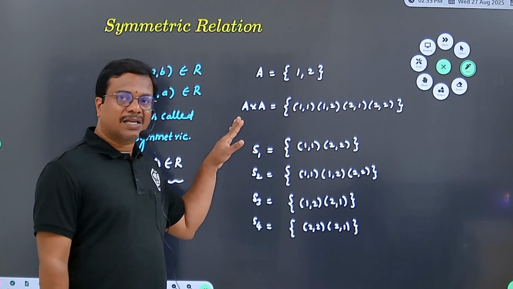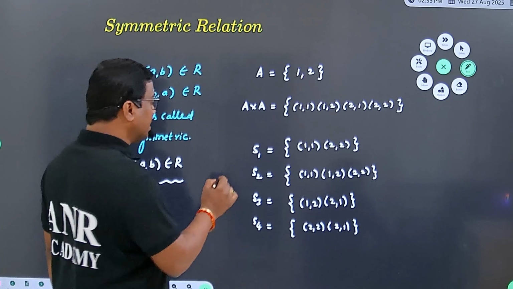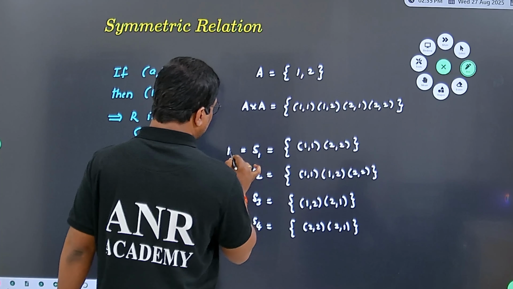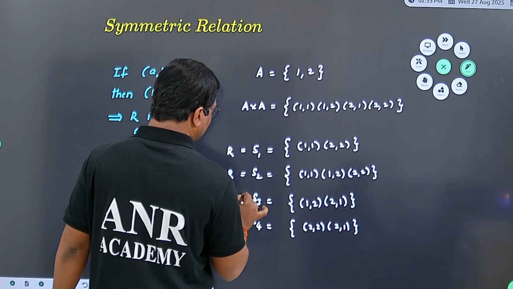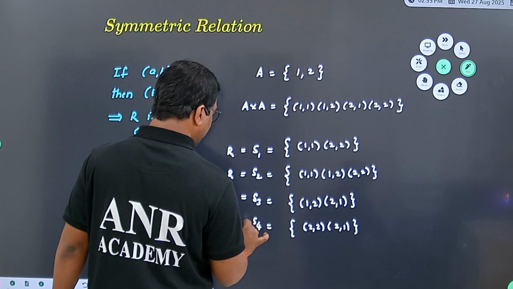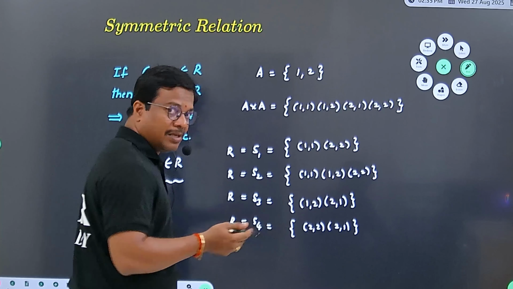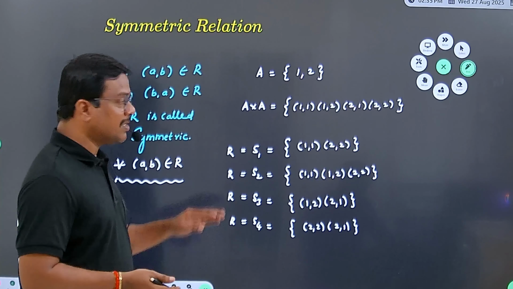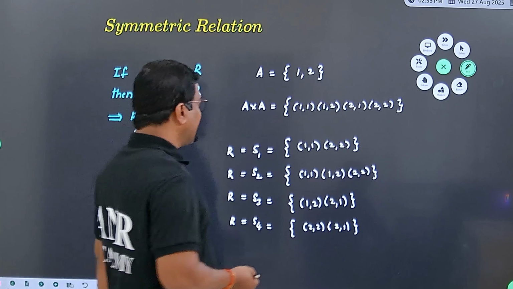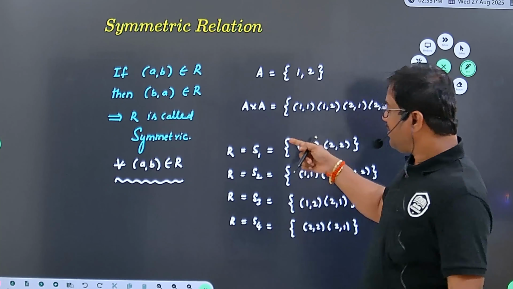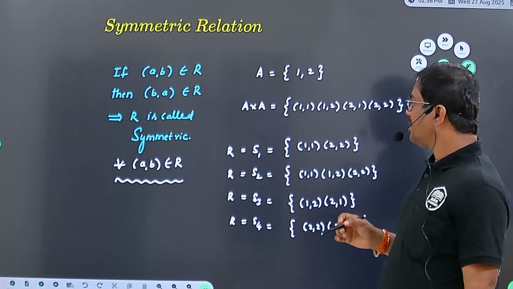These subsets are relations. We know the definition of a relation: every subset of A cross A or A cross B. You may select the same set or different sets for the cross product. Yes, let us cross-check whether these four are symmetric or not.